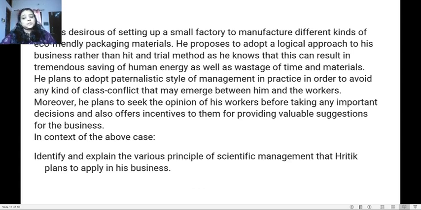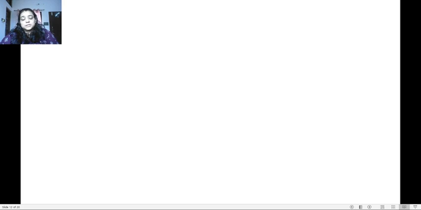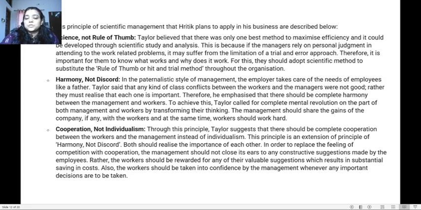Identify and explain the various principles that Hrithik plans to apply in the business. The first thing which he has tried to apply in the business is the first principle, that is science, not rule of thumb. He was not aiming to use hit and trial method. He said a logical application will be done. That is, a logical method will be used and it will be applied the best way, right?